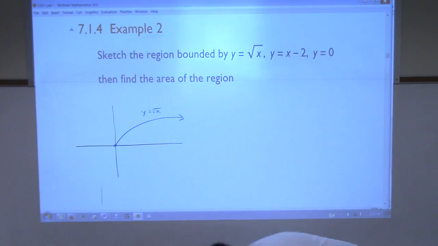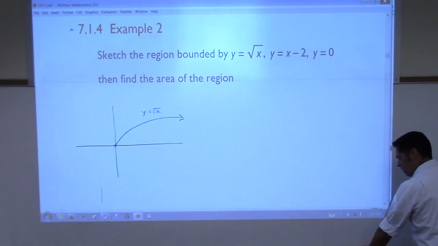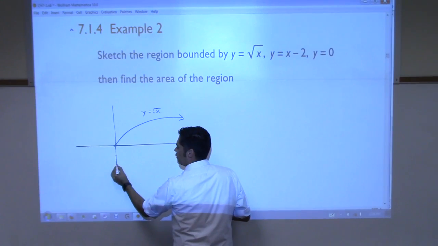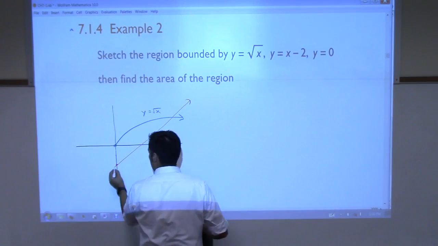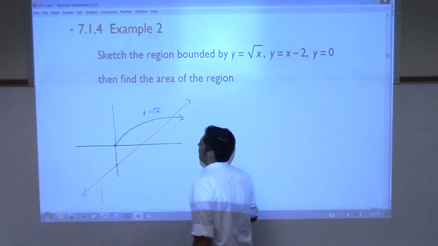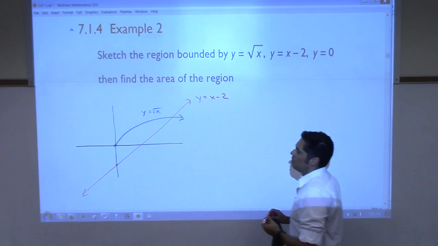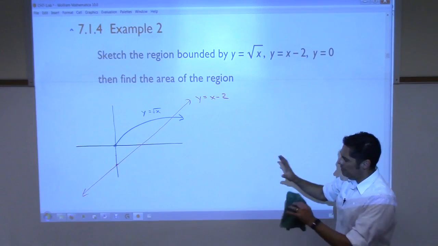And then we have x minus 2. Diagonal, right? This is y equals x. Take away 2 moves it down 2 units. So we have something like this. We go down 1, 2, and draw a diagonal to the best of our ability. It's y equals x minus 2. So far, do we have a region? Not yet. Once I include this, yes, but at this point I don't.